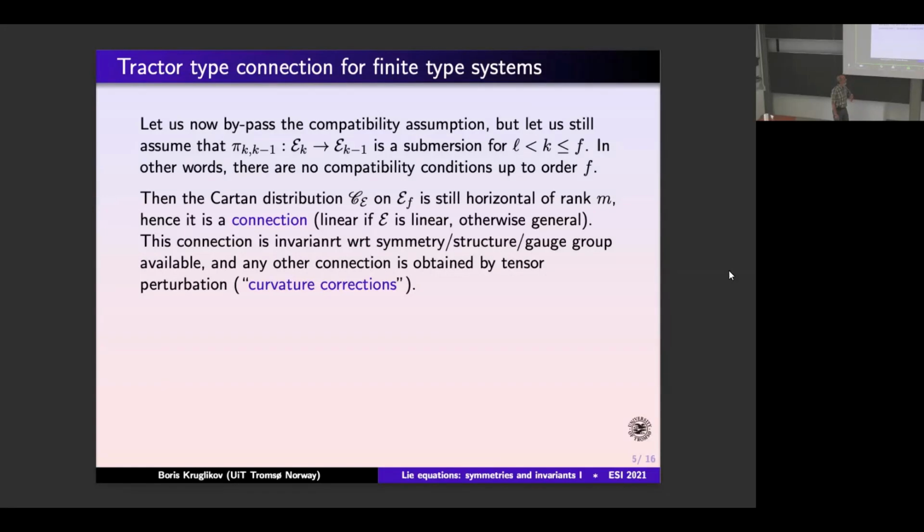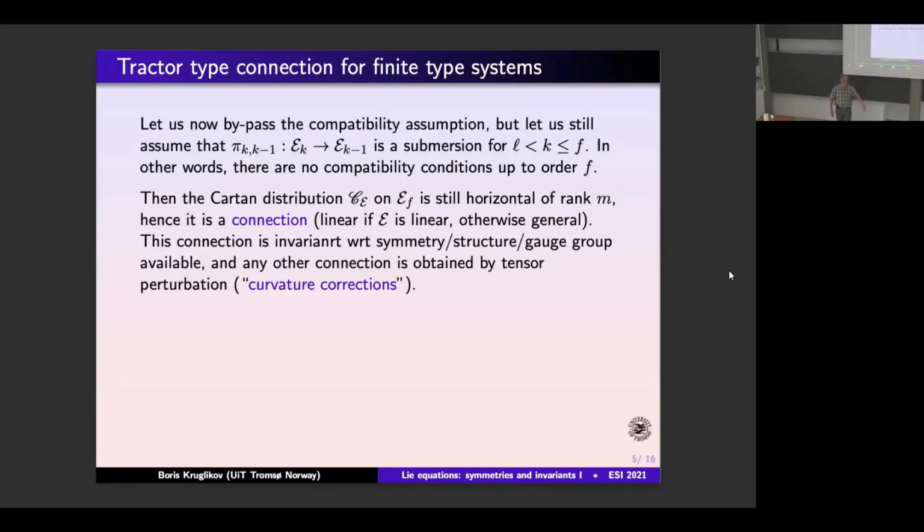Of course, you can also add lower-order terms, so-called curvature corrections. This connection resembles what people call a tractor connection, and in the corresponding context, like parabolic geometry, it can be identified with those, but in principle it's a more general story. Of course, the assumption I made from the beginning is that you can go up to the level where the system becomes finite type. It's finite type from the beginning, but when you arrive, the symbol becomes trivial and you don't get any compatibility conditions. That's not a general situation.